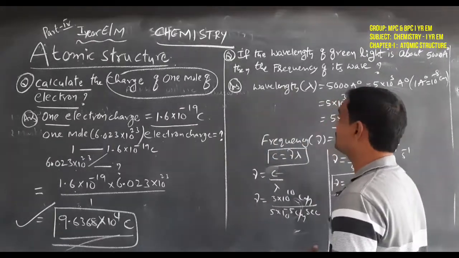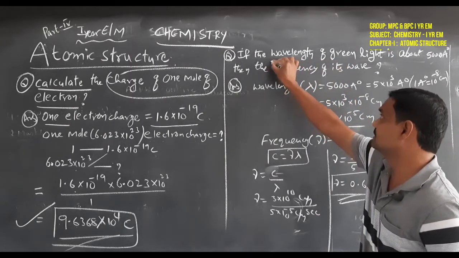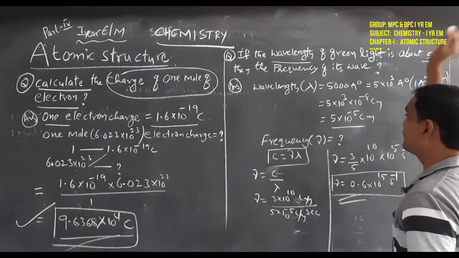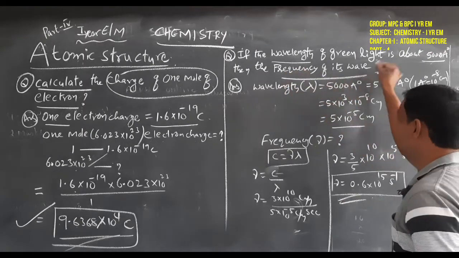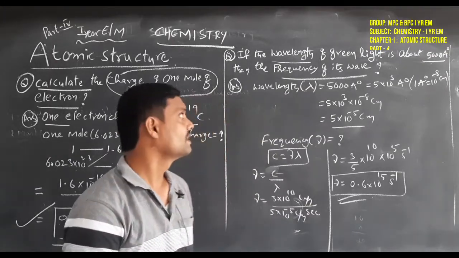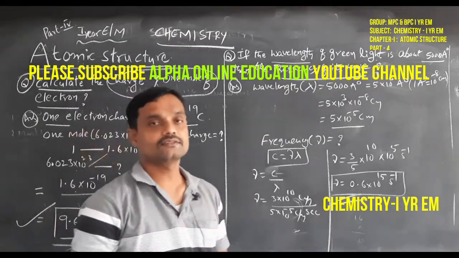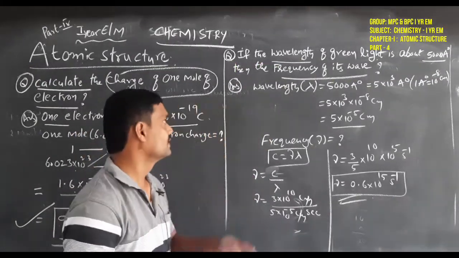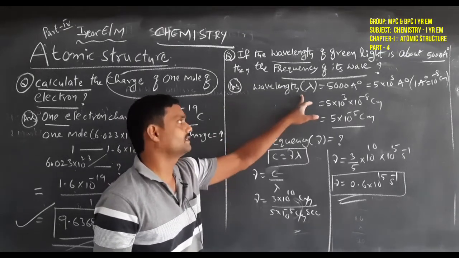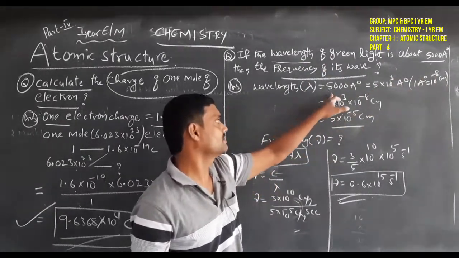Next we move to another problem. If the wavelength of green light is 5000 angstroms, then find the frequency of its wave. In the given problem, the wavelength of the green light is given, that is 5000 angstrom. Then we should find out the frequency nu. First we should write the data given in the problem, that is the wavelength lambda: 5000 angstroms.